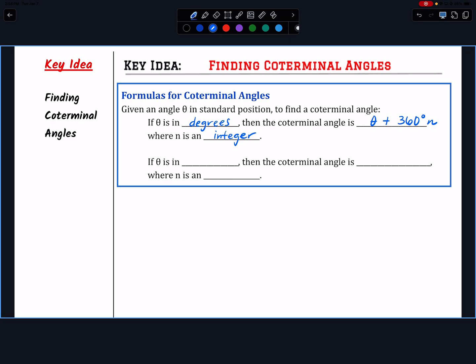What type of numbers are integers? Whole numbers, can they be negative? Oh, yeah, they can be negative, okay?